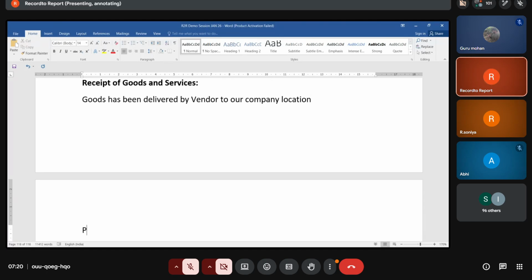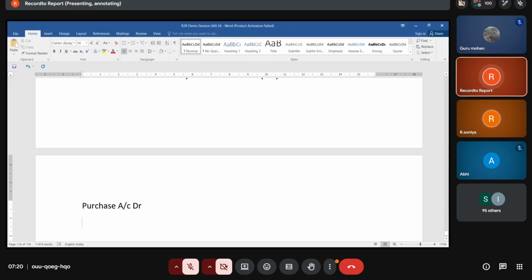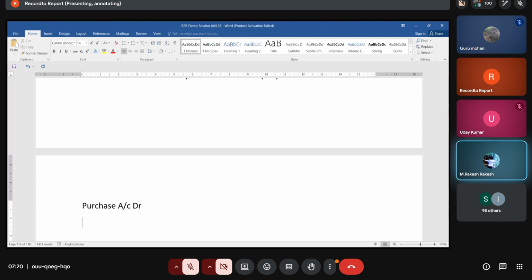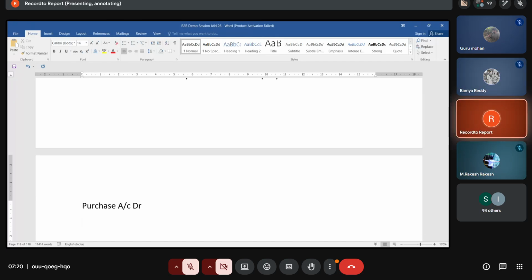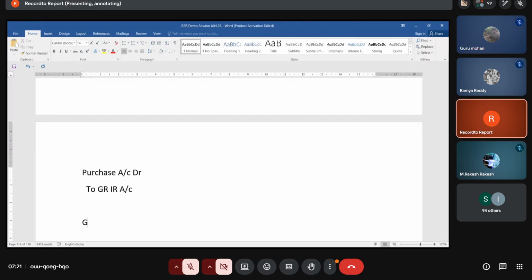Now, what is the general entry for purchase of goods, guys? Purchase account debit to cash. Yeah, purchase account debit to cash. But here we will not credit the cash or vendor. We will credit the GRIR account. So what is meant by GRIR?